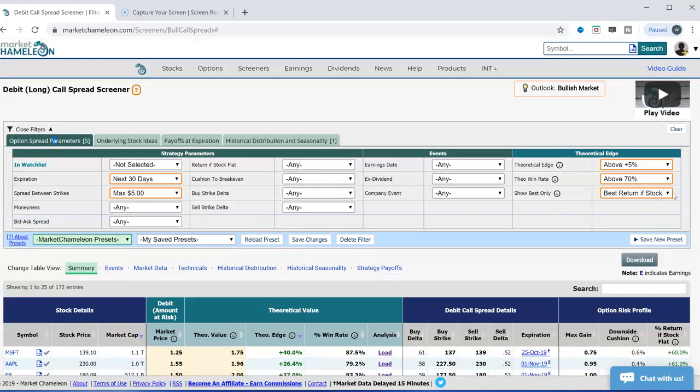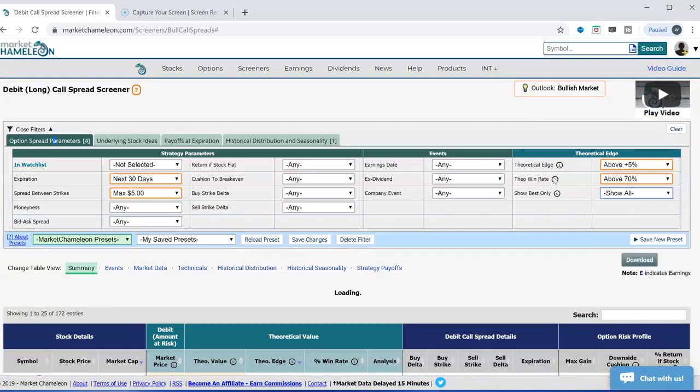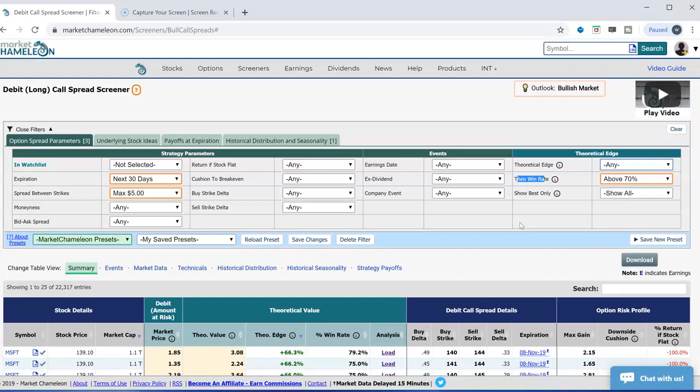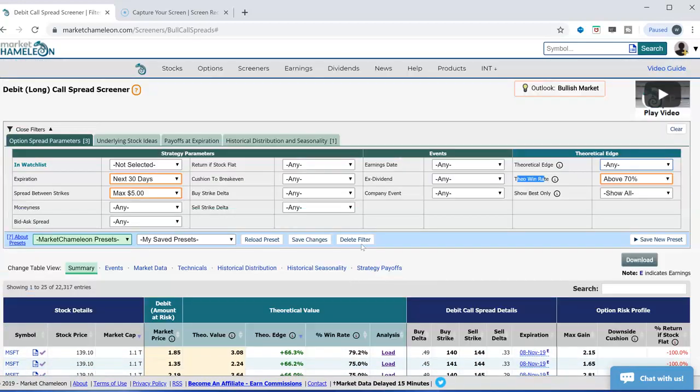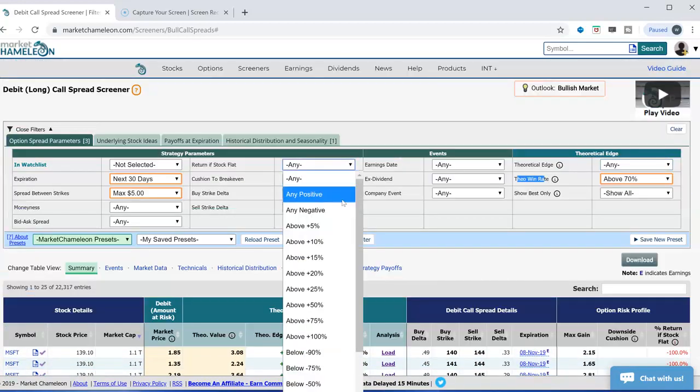Let's say I'm going to let go of this, and let's say we're looking for a theoretical win rate above 70%. So we just want to make sure that historically the frequency of wins has been above 70%. So now you can see I let go. Microsoft is starting to pop up everywhere. I'm looking for a return, if it's flat, let's just say 10%.